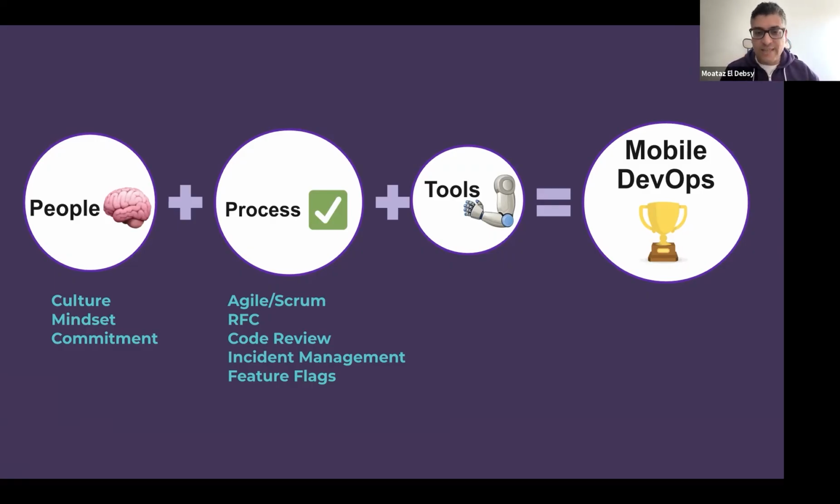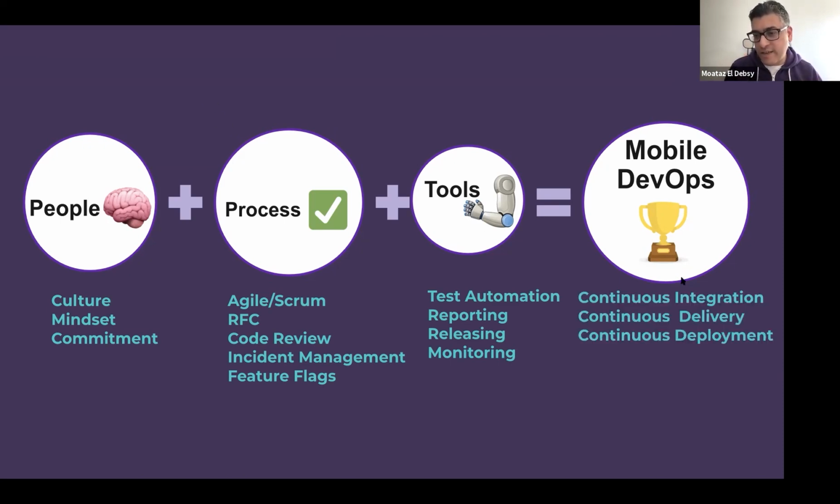Shall we use feature flags? And then after that, how can we remove these feature flags? All of these are related to processes. And the tools are related to test automation, reporting, releasing, and monitoring. All of these things drive us to continuous integration, continuous delivery, and continuous deployment.